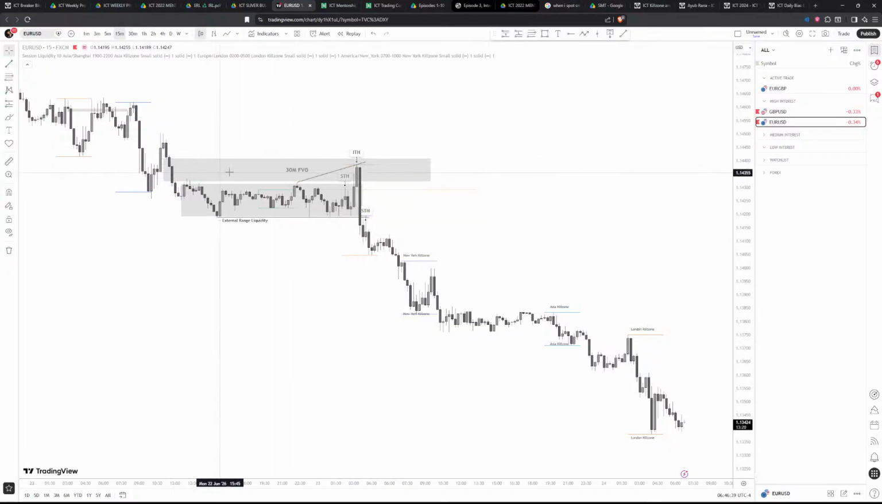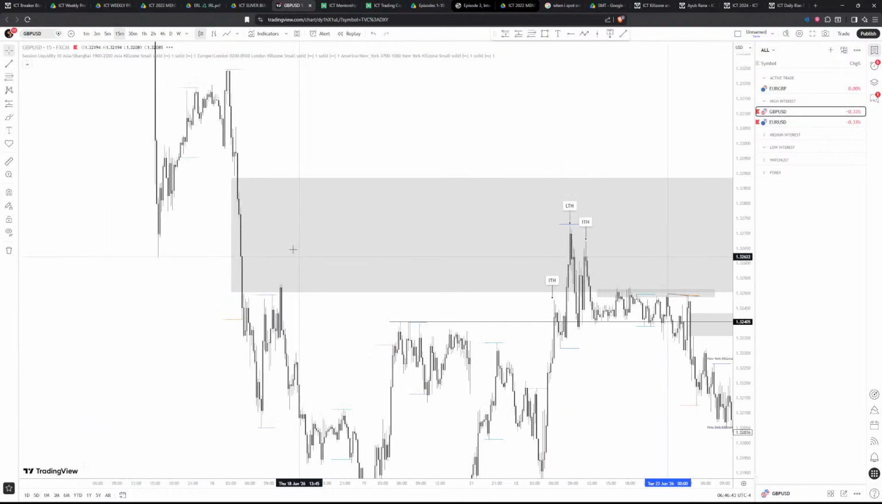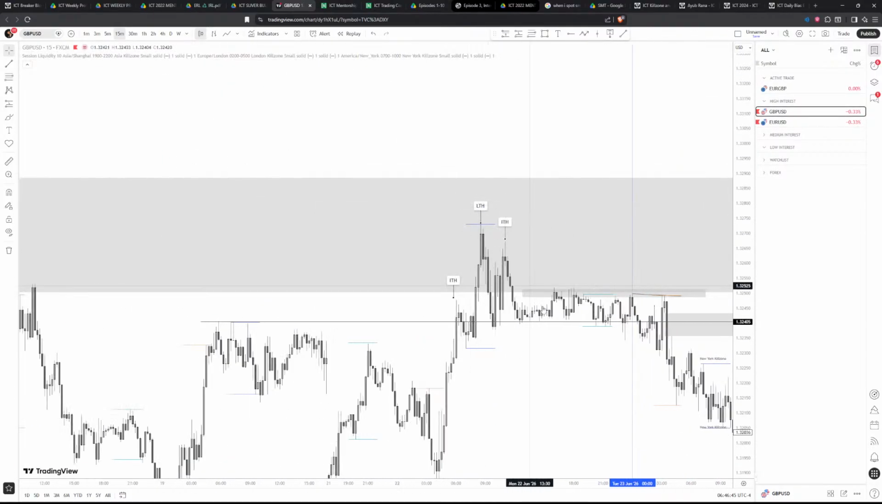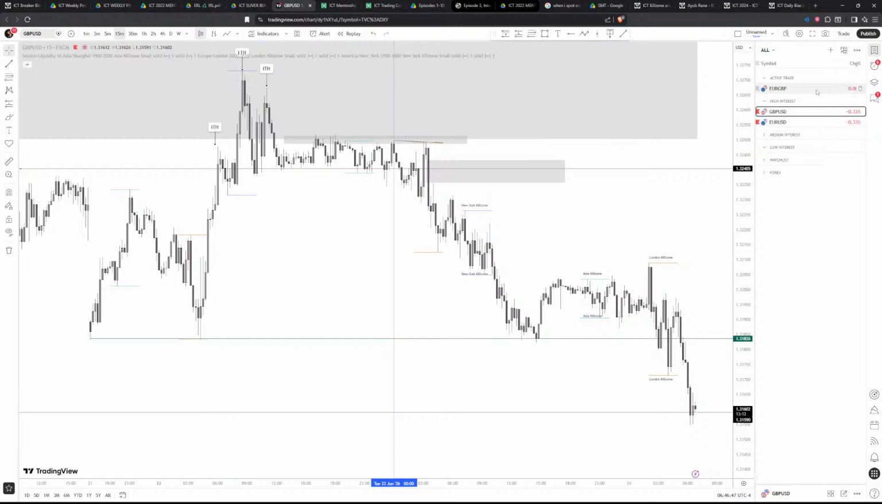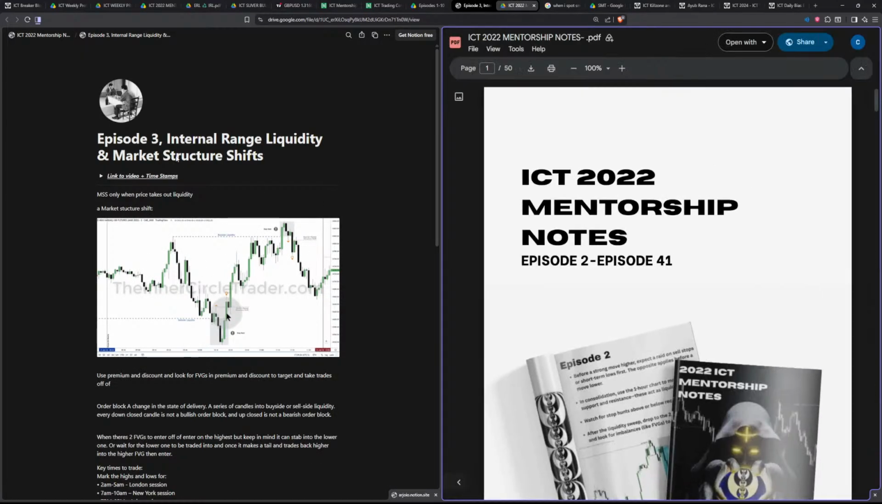I like this because the ITH is within a fair value gap, strengthening it. This LTH is also within a fair value gap, which strengthens it. Cool. So we go up to episode 3.